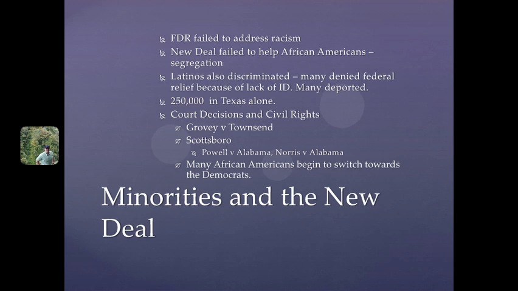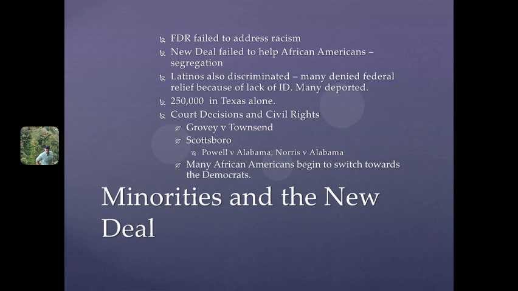Eventually, these get overturned. The Scottsboro Boys, as they're referred to, with the help of the NAACP and, strangely enough, the Communist Party, are going to come to their defense. And when they come to their defense, they're going to get new trials. A couple of the things you'll see here: Powell versus Alabama, Norris versus Alabama.